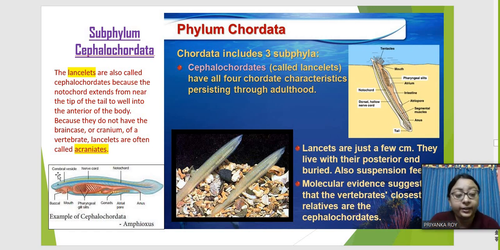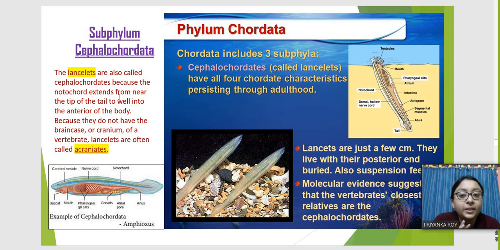And also they are acraniata. Like I've already said, they lack a particular bony skull box. So therefore they are acraniata, and they are also cephalochordates. They are also protochordates because they have primitive features, and all these cephalochordates are called lancelets. A very good example is the Amphioxus.